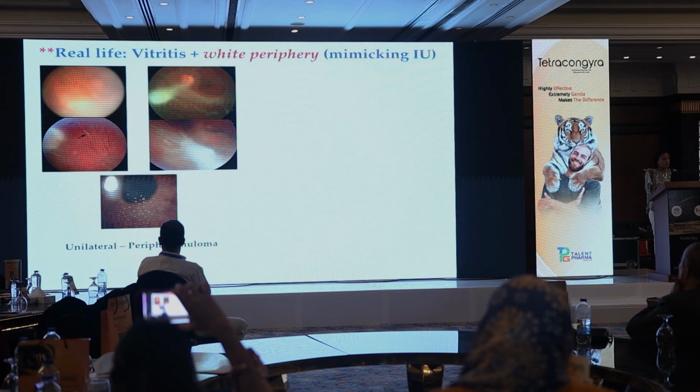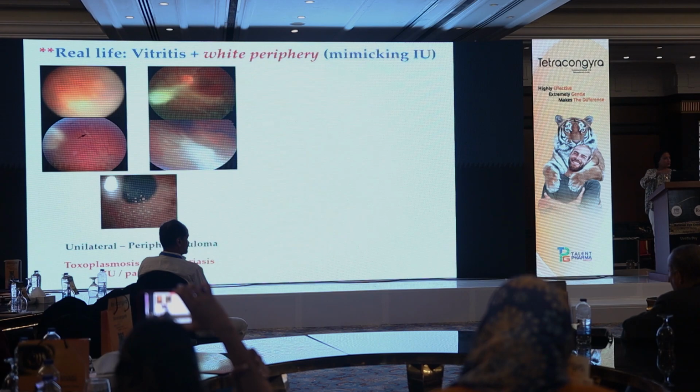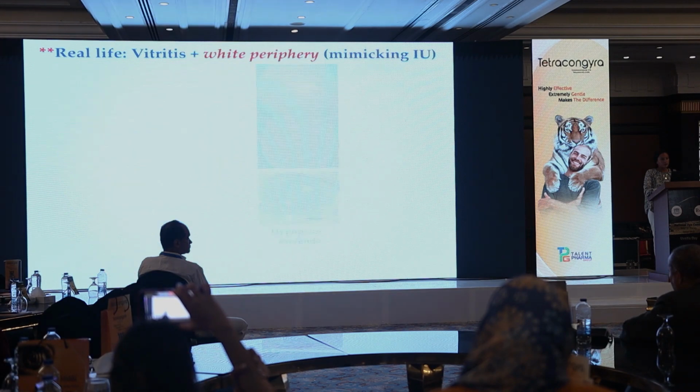So toxoplasmosis and toxocariasis, even though it's actually some sort of a pan-uveitis, can confuse us with intermediate uveitis. And in toxocariasis, it's very characteristic that the granuloma has a fibrous band that arises from it and proceeds towards the disc and the posterior pole, and it causes an epiretinal membrane and tractional retinal detachment.